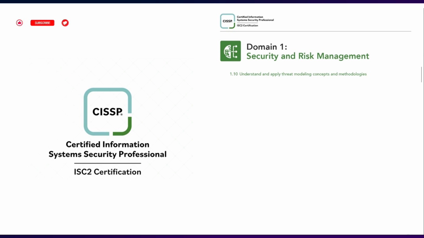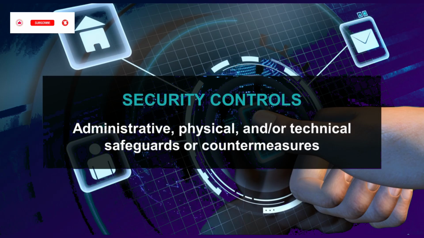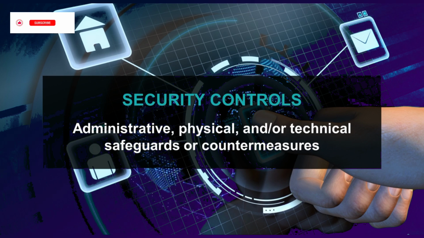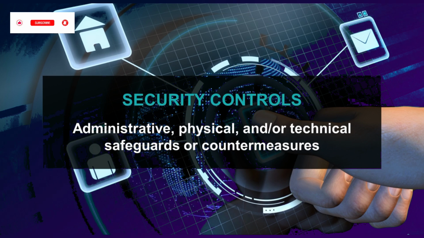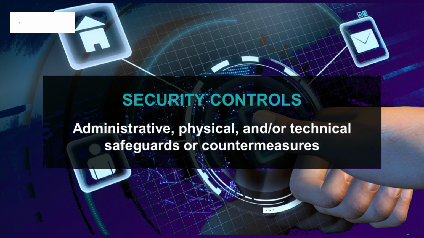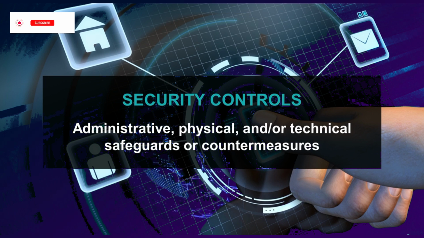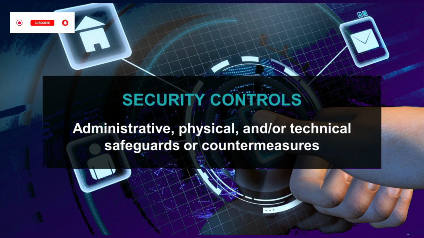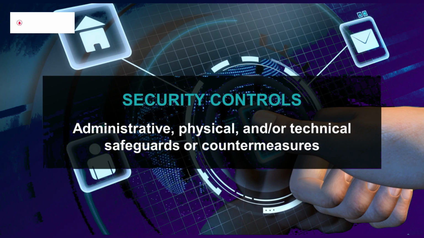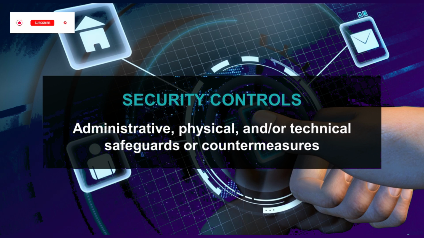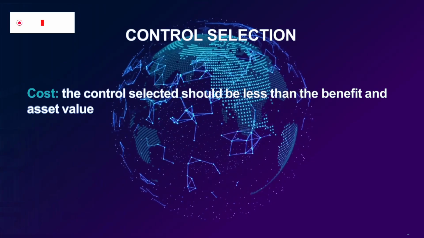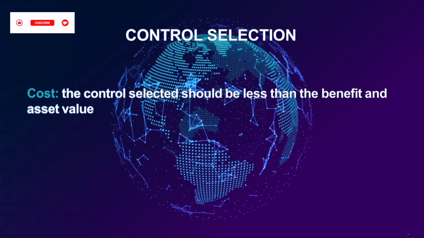Now, if you recall from the previous video, the purpose of a security control is to administratively, physically or technically provide some kind of safeguard or countermeasure. So our goal there is to reduce or manage security risk by applying security controls, and the outcome of those controls depends on the cost. And for the exam, one rule of thumb is to know that the control you select should cost less than the benefit or the asset value.